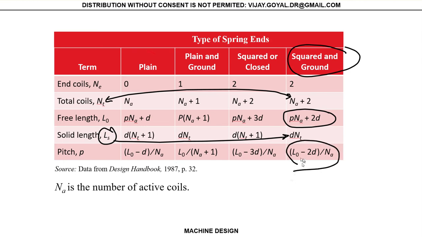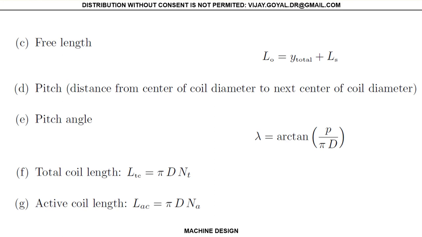They're all related here. So don't forget your L sub 0 is nothing else than Y total plus Ls. Okay, that's a nice equation to have. But this comes from your table from your textbook as well. Okay, so as we move on, a couple of dimensions here, it's best to see examples. Your free length is important because we're going to check buckling for that, so you need to know that.